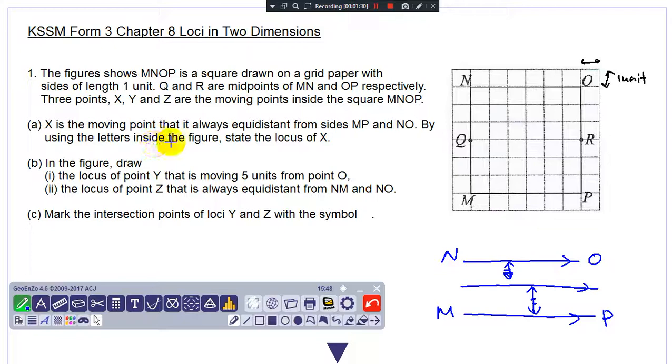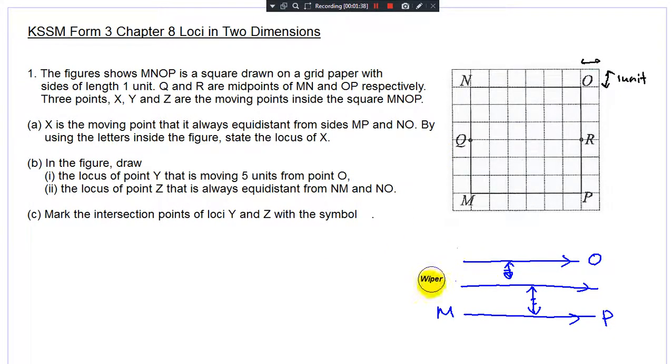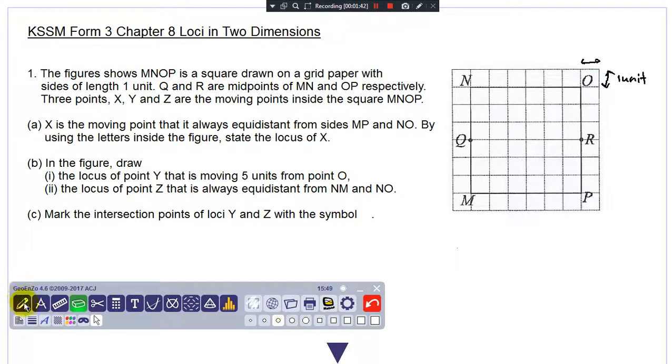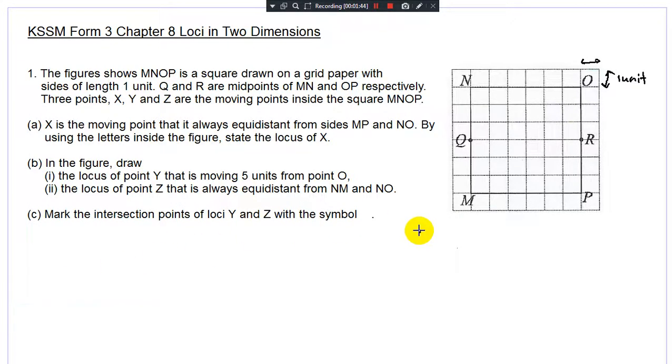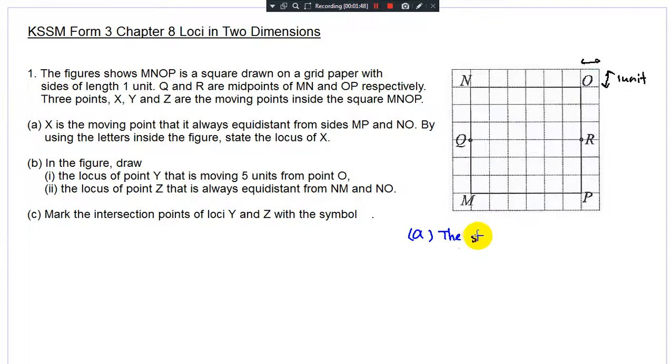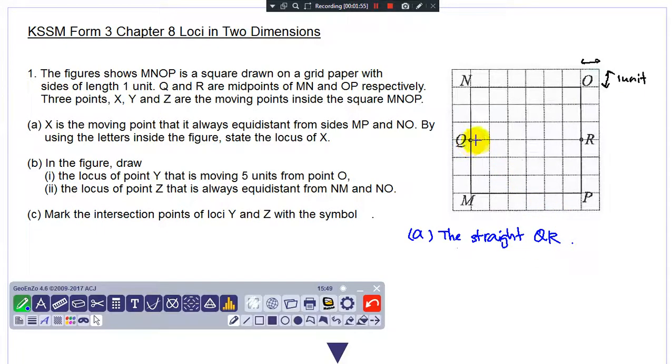By using the letters inside the figure, state the locus of X. So we don't have to draw, we just state the locus of X. Part A, the locus of X is the straight line QR. Okay, it's over here, QR.